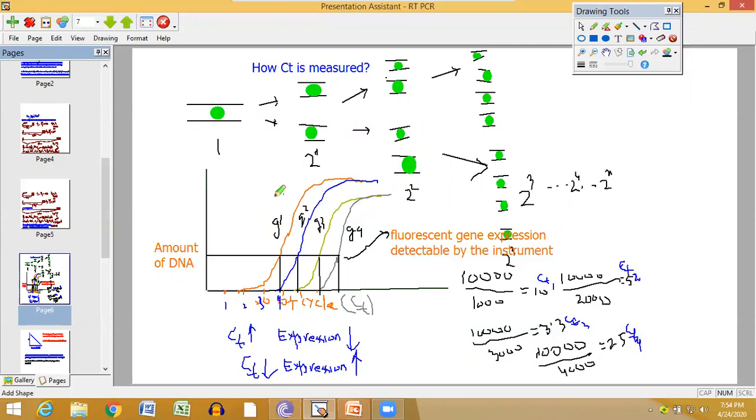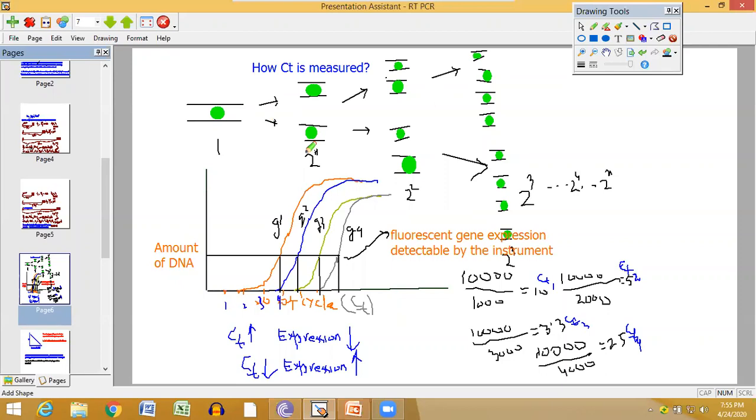So we rely on giving some signal to the machine, for when to start taking the reading and when to finish taking the reading. That signal is given by some reporter dyes or fluorescent dyes. These are the fluorescent dyes.